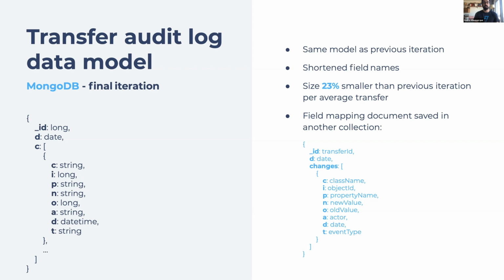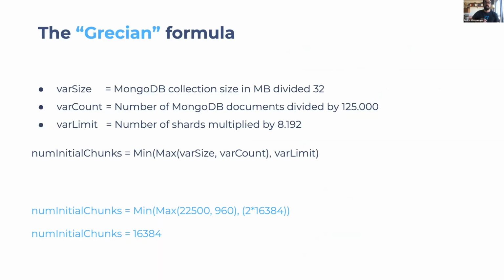We also calculated the number of initial chunks to pre-split and distribute the chunks based on historical data living in MariaDB. So how did we actually calculate this number? We used the famous Grecian formula. The Grecian formula is named after Antonios Yiannopoulos, a dear friend of mine you most probably know, who happens to be Greek and gave a great talk earlier in the day.